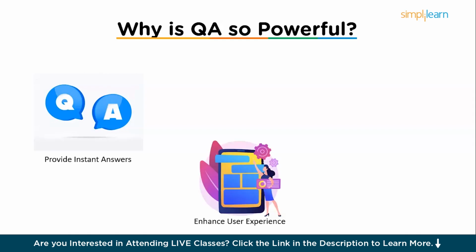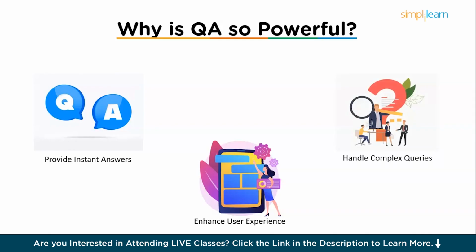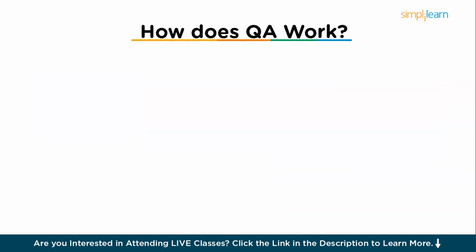Then we have enhanced user experience. With accurate, human-like responses, QA systems improve the user experience, allowing people to get the information they need more efficiently. Then it can handle complex queries. Advanced QA systems, particularly when integrated with LLMs, can process complex multi-step questions that require reasoning or understanding beyond simple factual recall. Now let us understand how QA works.